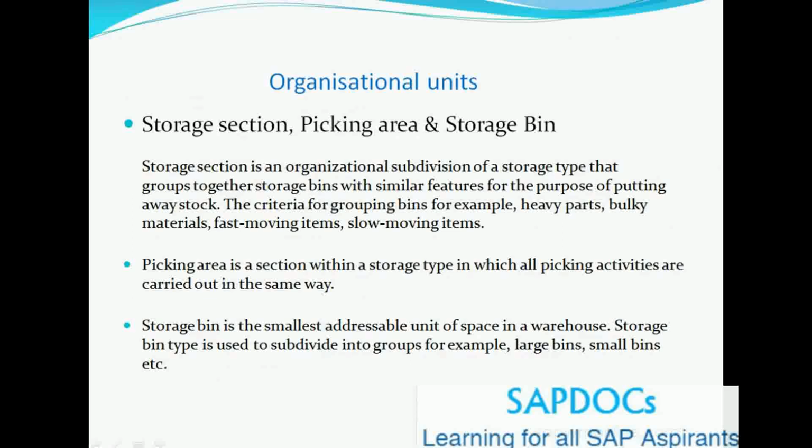So in a particular storage type, if you have heavy parts and also lighter parts, then you could subdivide your storage type with heavy parts at the bottom, and at the top you keep the lighter parts. Whenever the heavy parts come into the warehouse, they are always going to be stocked at the lower section of the storage type. You can manage or design this in the search strategy. Picking area is a section within a storage type in which all picking activities are carried out in the same way.